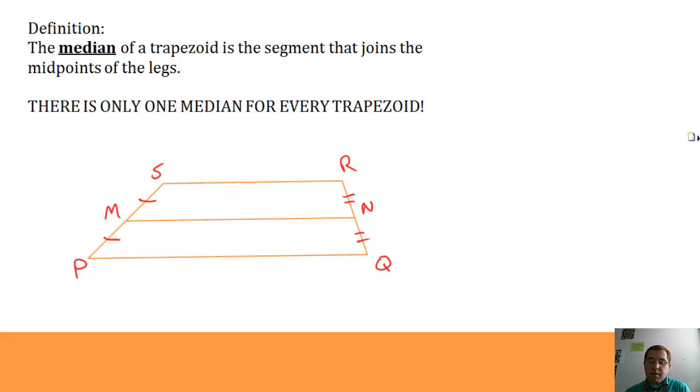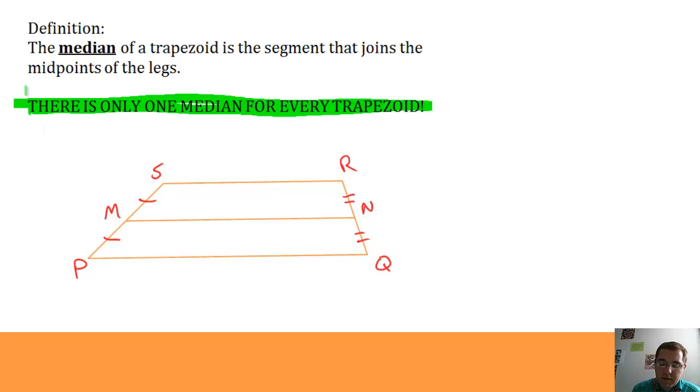One more definition. A median of a trapezoid is a segment that joins the midpoints of the legs. So it cuts straight across the trapezoid, joining the midpoints of the two legs. Since there's only one pair of legs, and each leg only has one midpoint, there is only one median for every trapezoid, which is different from a triangle. Triangles had 3 medians. In a trapezoid, there is one median. It's the segment that joins the midpoints of the legs.